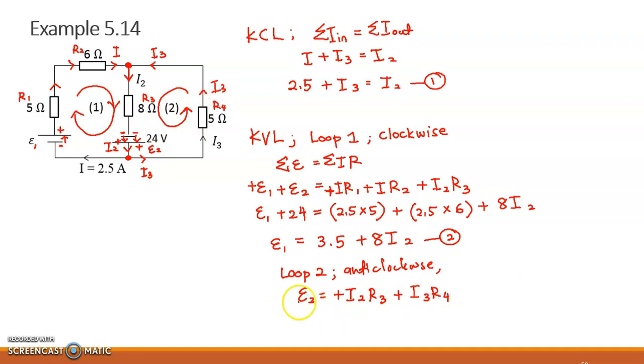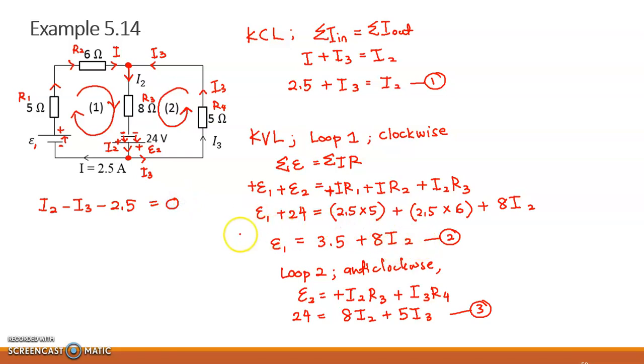R4. Okay. EMF2 is equal to 24. I2 is unknown. R3 is 8. R4 is 5 ohm. Meanwhile, I3 is also unknown. Then we will get this equation. Okay, now we can solve for the unknowns by using simultaneous equations. So you can use your calculator. For the first equation, I write it as this one: I2 minus I3 minus 2.5 equal to 0.